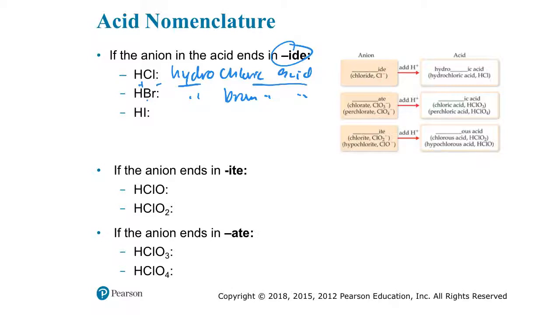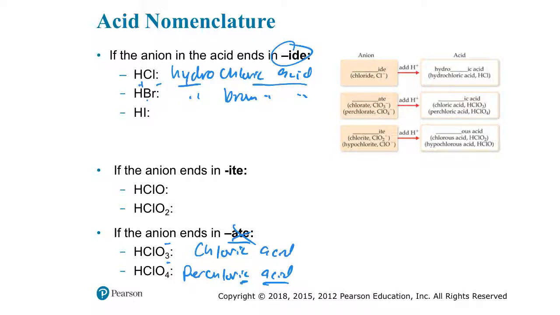If the ending of the anion is, say, ATE, let's do these first. So we're looking at this thing. Okay, that looks like chlorate. That looks like perchlorate. Then this would be chloric acid. And then this would be perchloric acid. So we take the ATE ending and change it to ic acid.